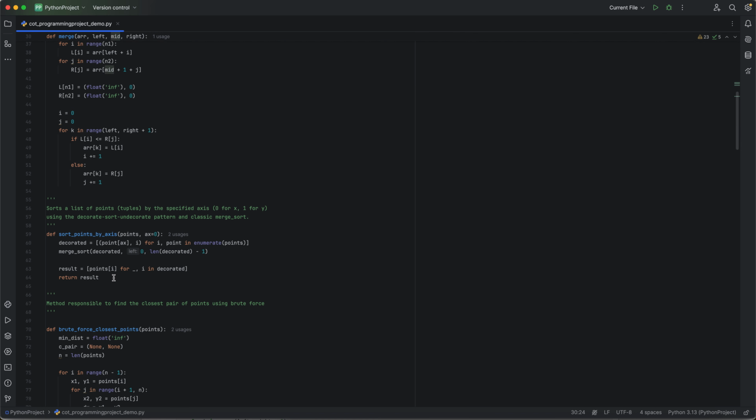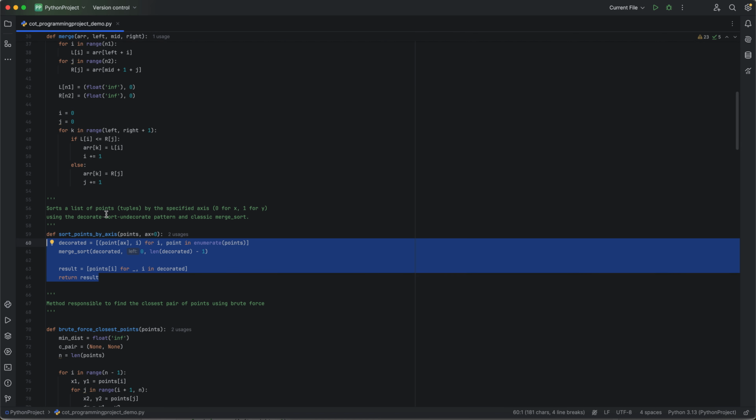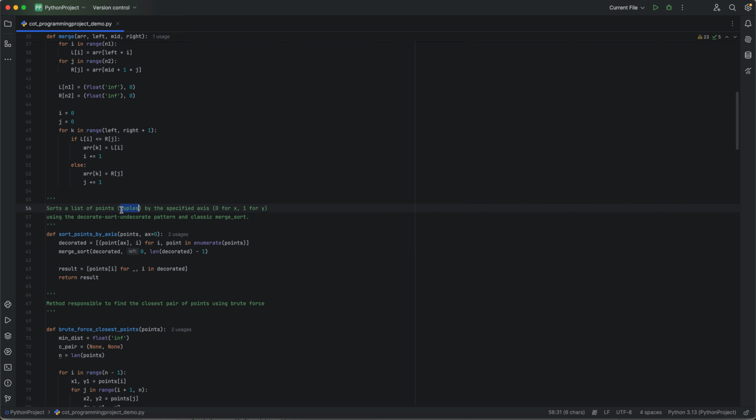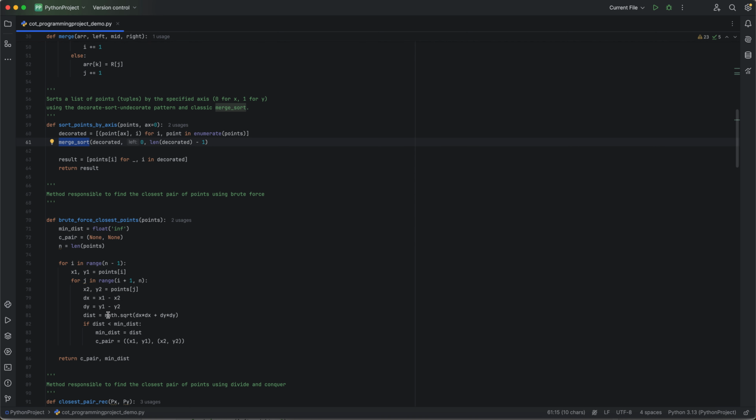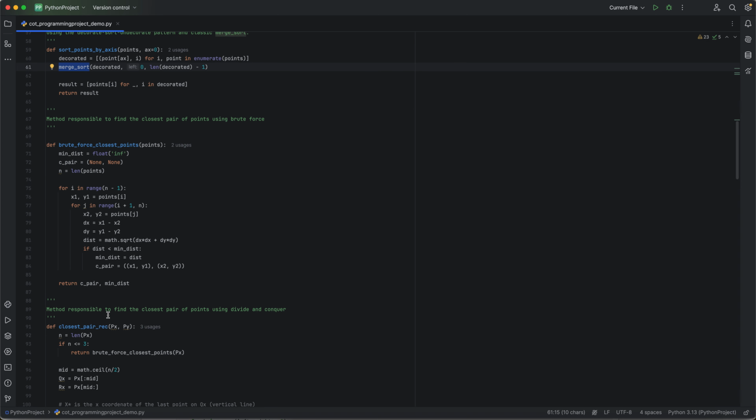And then I have this function that allows me to sort tuples using the merge sort. As merge sort is meant to be used on integer arrays, and a tuple is x and y coordinates, this helps me use the merge sort algorithm. Okay, so then I go to the two main algorithms here. So the brute force approach.